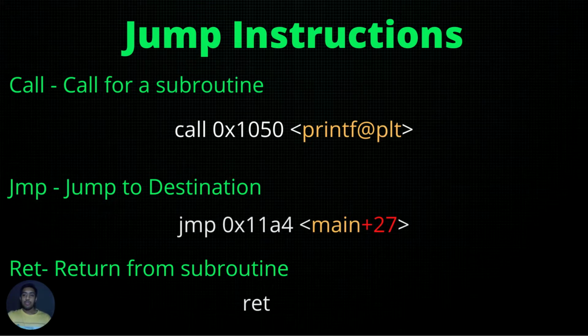Jump instructions are used for code redirection or more simply to change the flow of the program. They are also known as branching instructions. Call instruction is used to make a function call to either a library function or a user-defined function. In this example, it is calling a printf library function present in the stdio header file from the procedure linkage table or PLT. Jump instruction directs the instruction pointer to the source it has in its argument. In this case, the 27th instruction from the start of main.